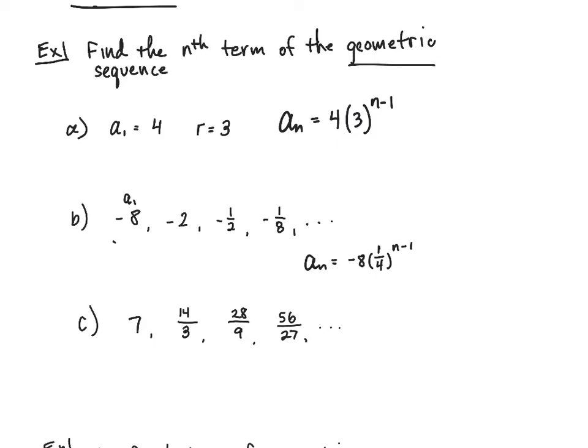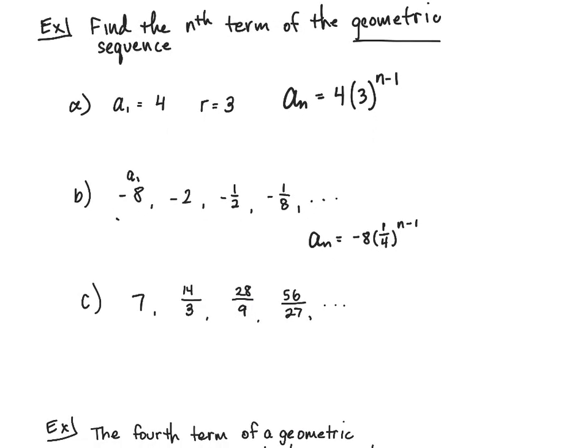Okay, part C, go ahead and pause the video and give it a try. Try to generate the nth term formula using the first term and the common ratio. So first term obviously is 7. And knowing that it's geometric, because the directions stated that each of these sequences are going to be geometric, we just got to find a pattern. What's going on with our numerators and what's going on with the denominators?